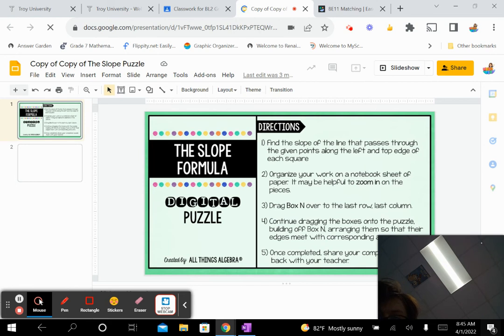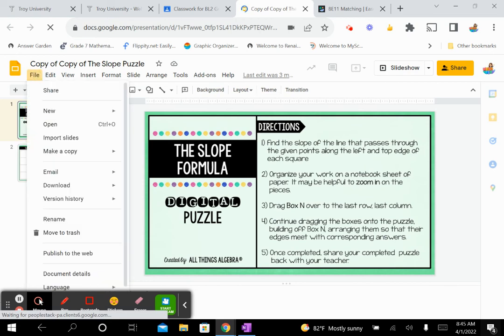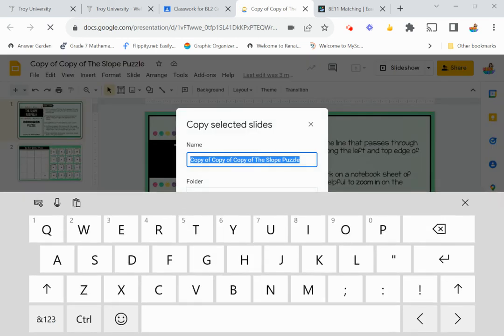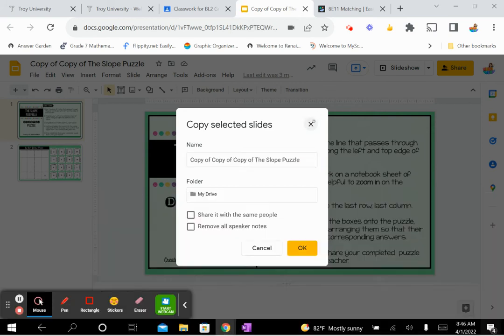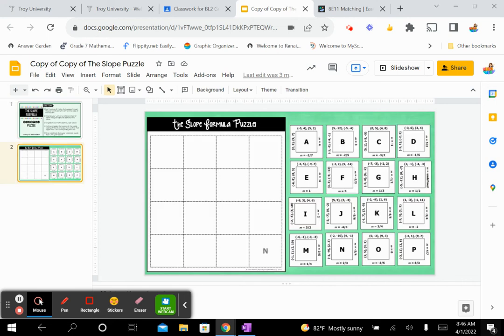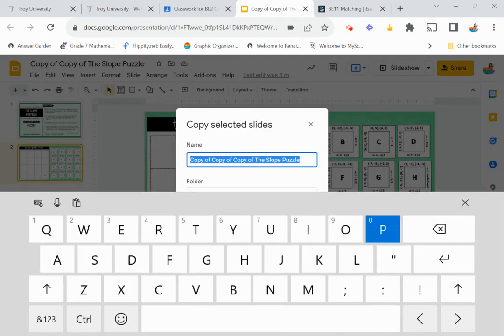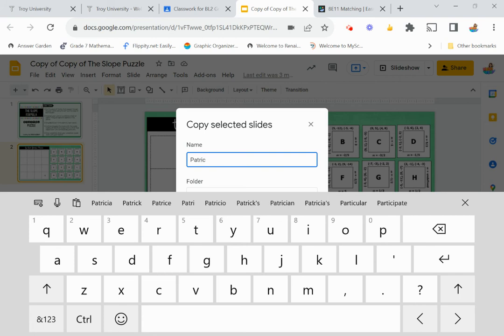So again, you can't mess with this one. It won't let you move stuff around. You have to hit File, make a copy. All right, you can hit Selected Slides or just the entire one. Make sure you select the one with the problems on it. When this box opens, this is where I want you to put your name in this box, okay? So File, selected slides, make a copy, and put your name in here. Okay? All right, now how to do them.